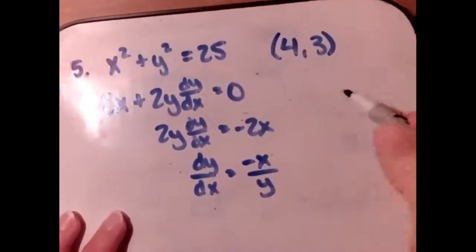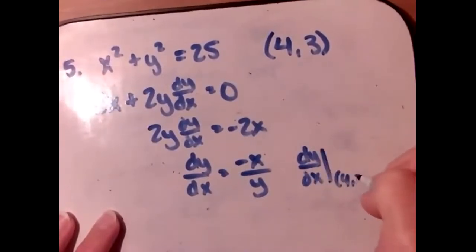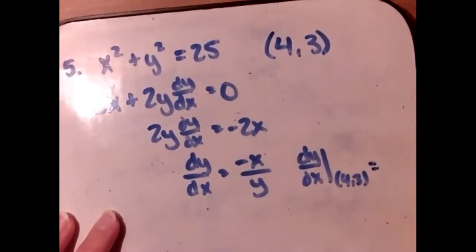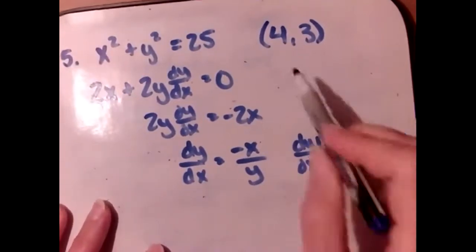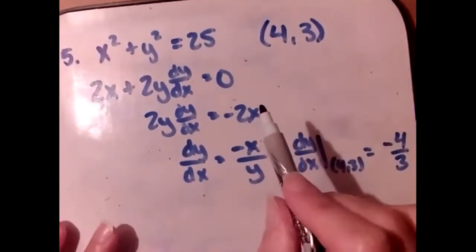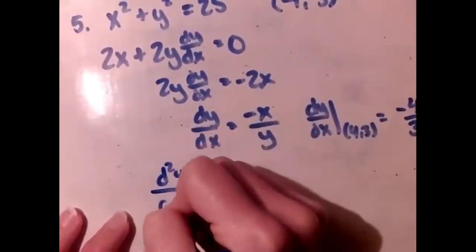So at this point, my derivative at the point 4,3 will be -4/3. And I'm going to need that later, so I just went ahead and plugged that point in. But the question did ask for the second derivative. So now we're going to go and find the second derivative.